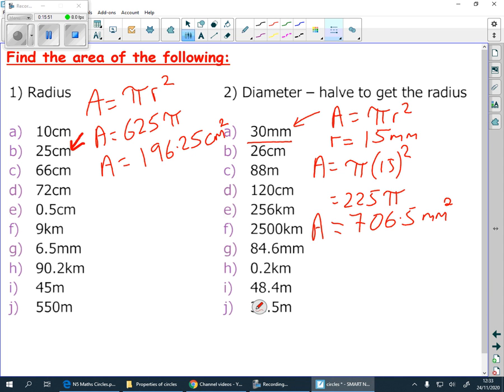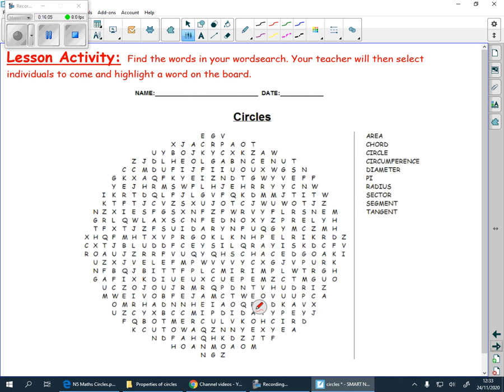The same technique will work regardless of the numbers you use. Just remember, when you're converting at the end, to put your units squared. If you fancy doing a word search, there's one available on your worksheet.